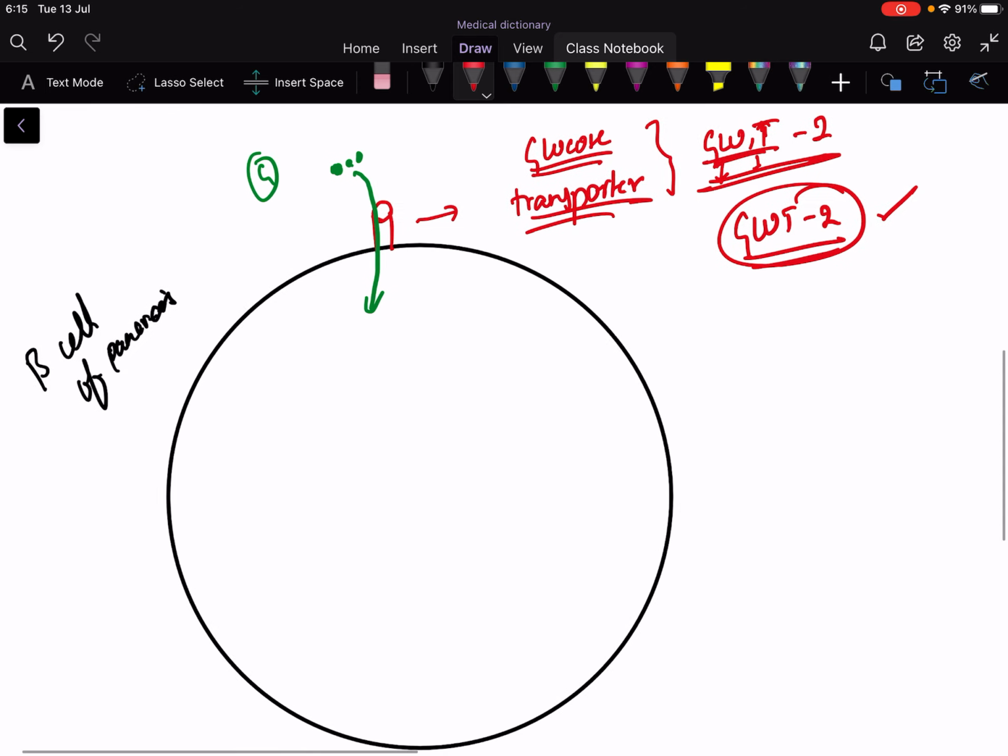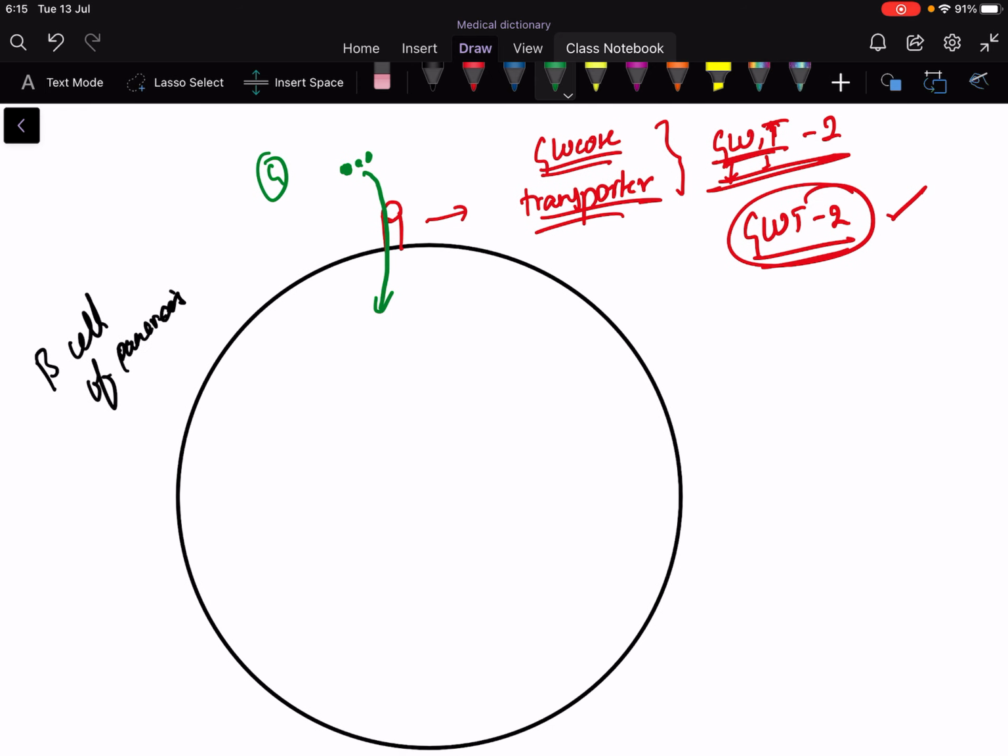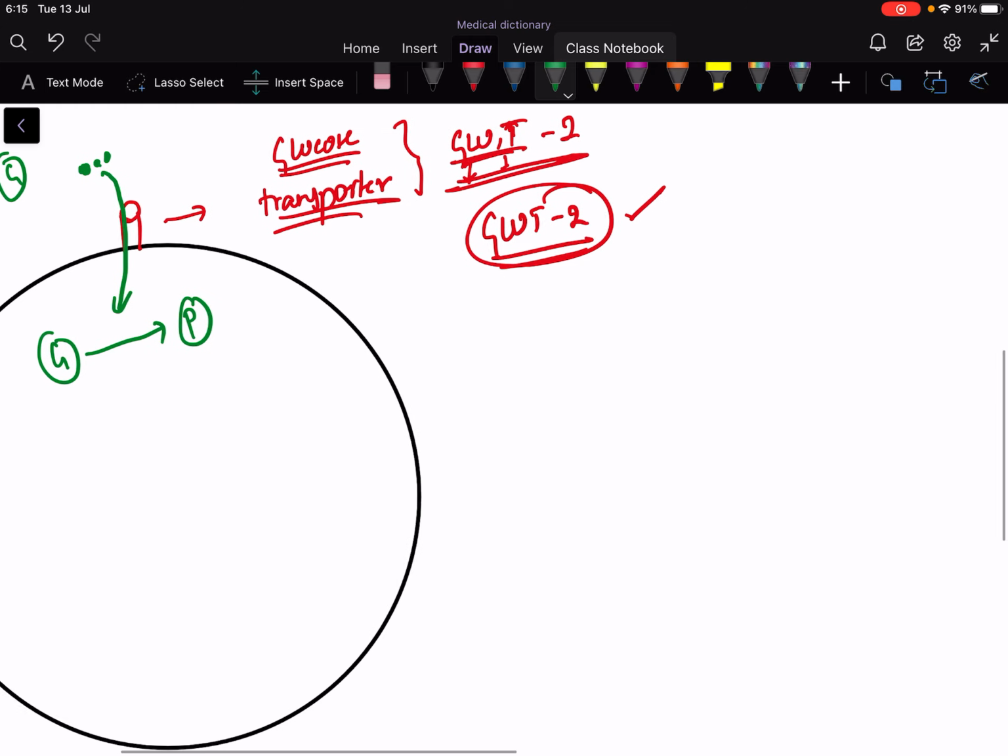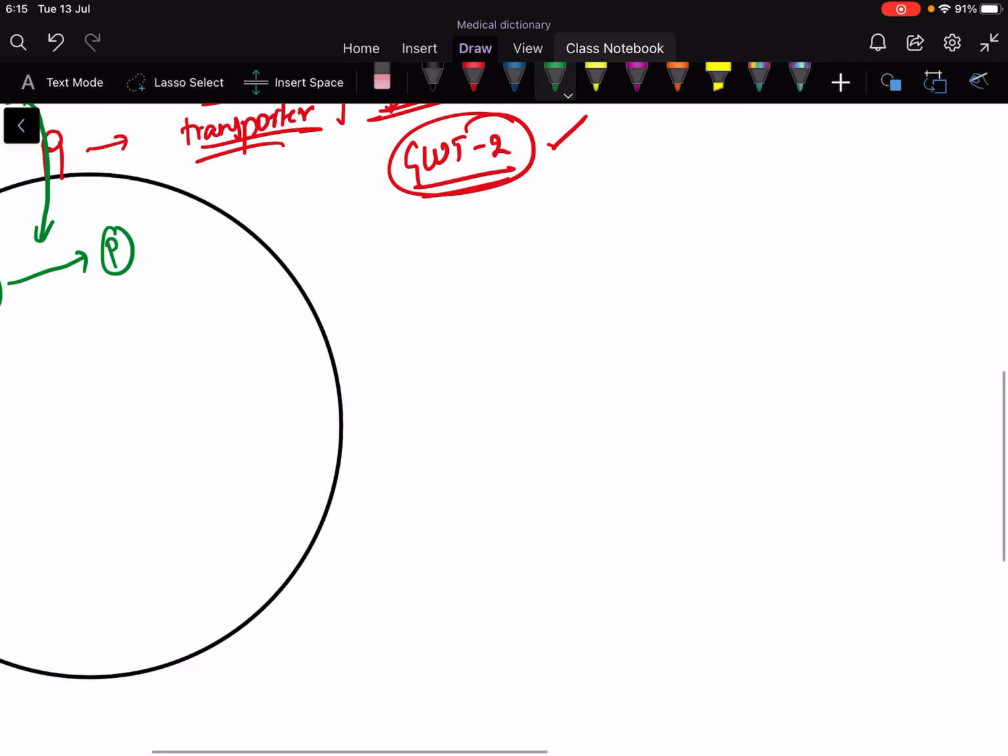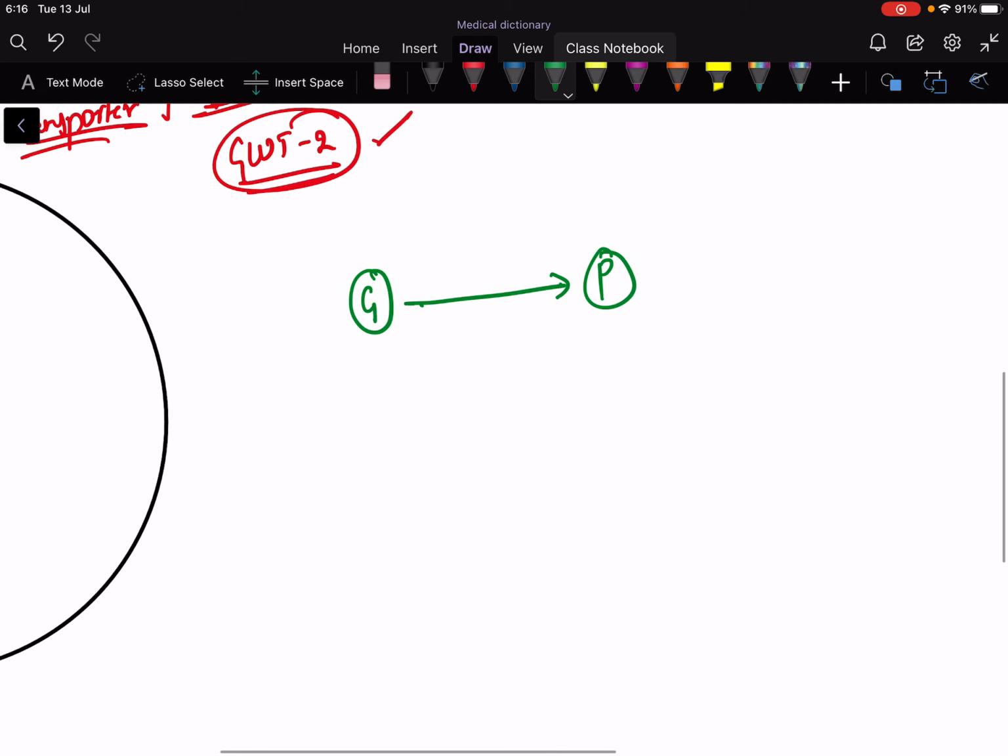Okay, so once the glucose comes in, what will happen? This glucose is getting converted into pyruvate. Okay, I will draw this step here so you will understand. So what happens once the glucose enters the beta cells of pancreas? Glucose is getting converted into pyruvate. And what is this? If you know biochemistry, glucose getting converted into pyruvate is called as glycolysis, right?